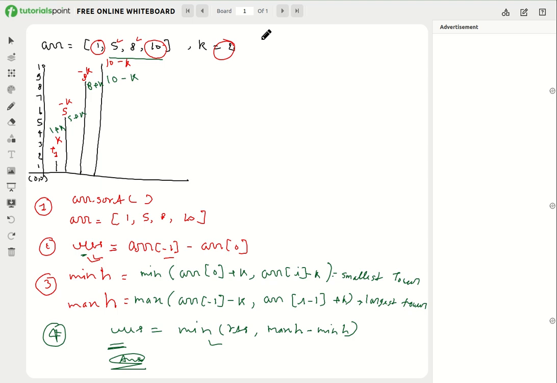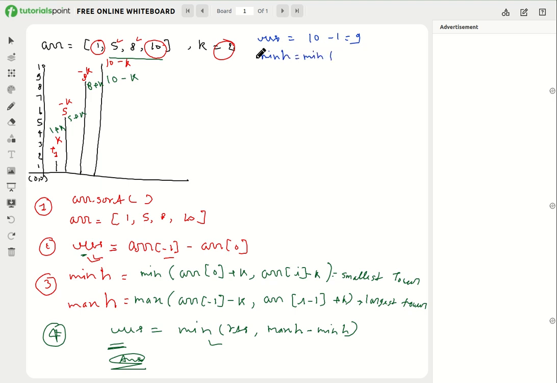Then we will calculate result. I'm taking this example, and I will apply dry run, and I'll show you step by step. So for this one, result is array of n minus 1 minus array of 0. So initially it will be 10 minus 1, which is 9, right? Then we will calculate our minimum height. What will be?